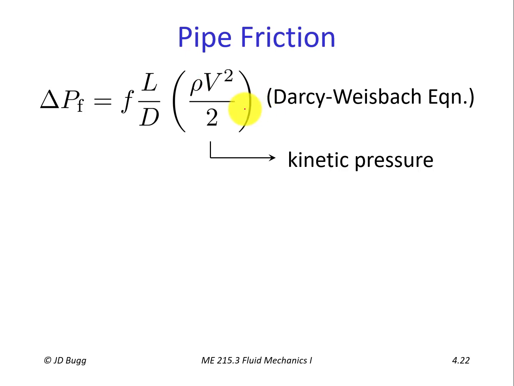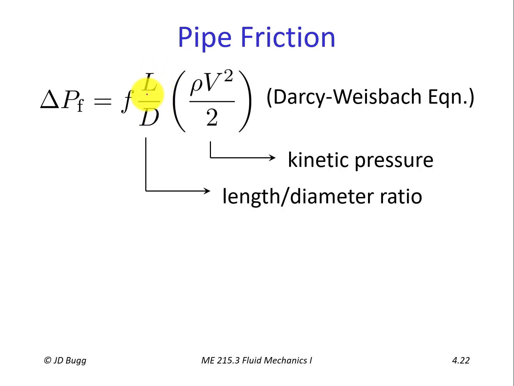In front of that kinetic pressure term, we need to multiply by the L over D ratio of this pipe, or the length to diameter ratio. L is simply the length of the pipe, and D is its diameter. Notice that's a dimensionless ratio, so length and diameter have to be expressed in the same units. It doesn't matter what they are. They could both be meters, both be centimeters, both be furlongs. As long as they're the same, this ratio will be correct. So that's the L over D ratio.